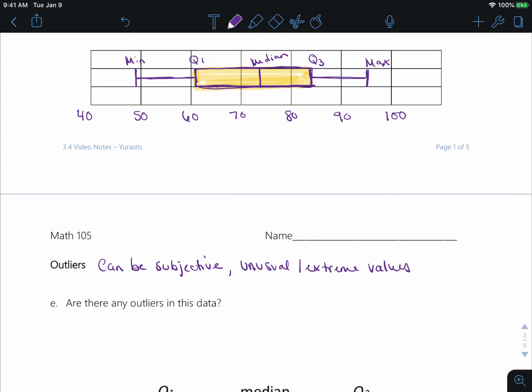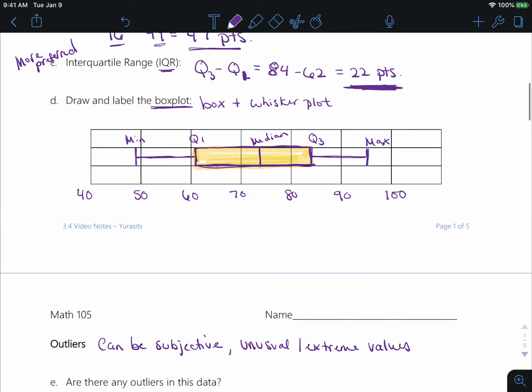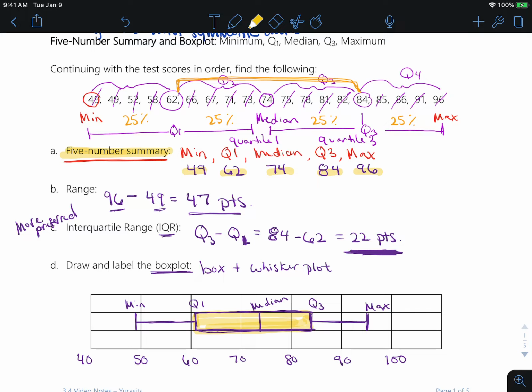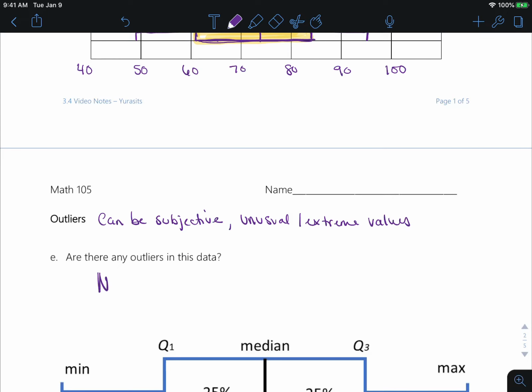So for us, let's go back to our data. This one's kind of hard. I mean, 49 to me is out there compared to the rest of the data, but the fact that it happens twice kind of throws it for a loop. Now, if someone had earned 13 points on their exam, that would be an outlier. But all of this is kind of relative, right? From 49 we go to 52, 58. So no, there are no outliers for this data.